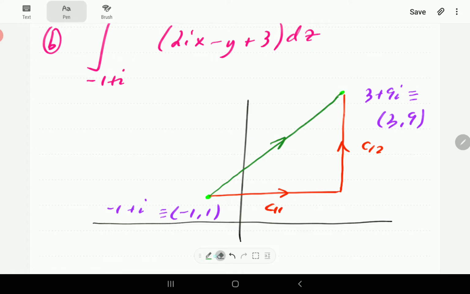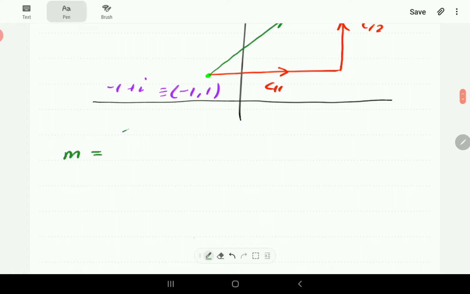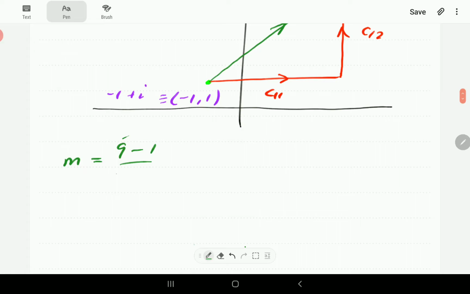So remember again, we said -1 plus i is simply the point with coordinates (-1, 1), and 3 plus 9i is simply the point with coordinates (3, 9). So we're simply going to find the equation of the straight line between (-1, 1) and (3, 9). The first thing we have to do is find the gradient. Gradient is going to be 9 minus 1, which is the difference in y, over the difference in x, 3 minus -1. So it's going to be 8 over 4, so the gradient is going to be 2.